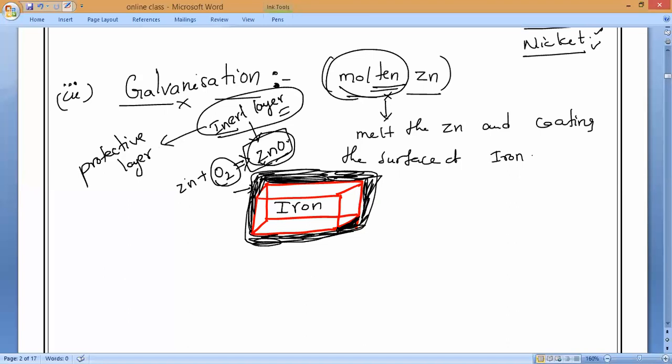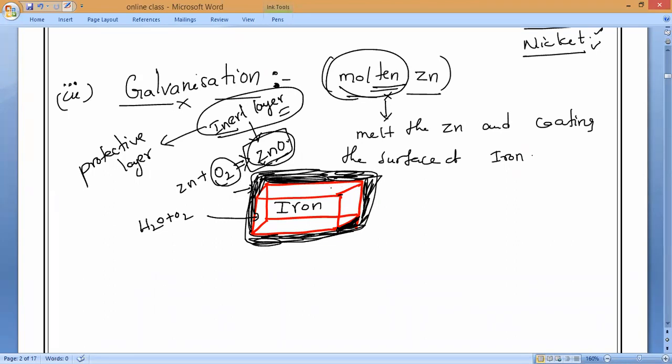So it won't allow the oxygen to move further inside the iron. So iron will never get oxygen supply. If there is no supply of oxygen as well as moisture, then iron will never get corrosion. That's all. That is what we call galvanization.